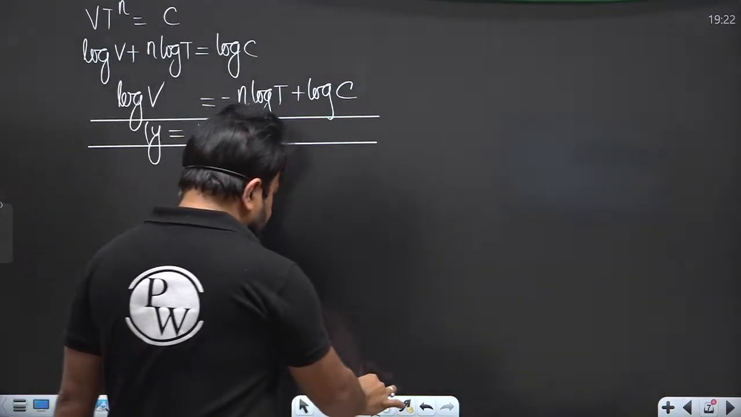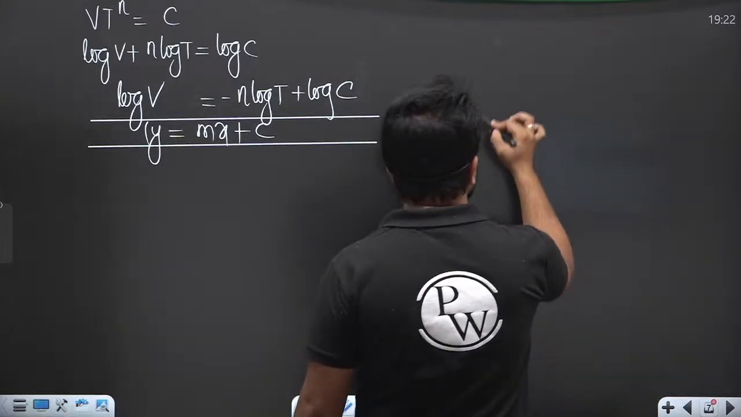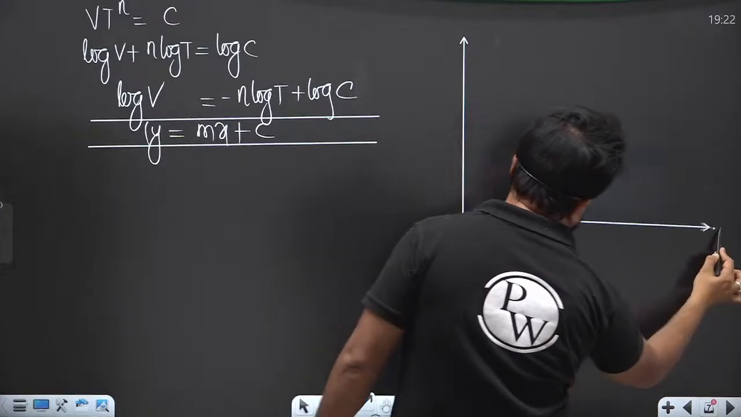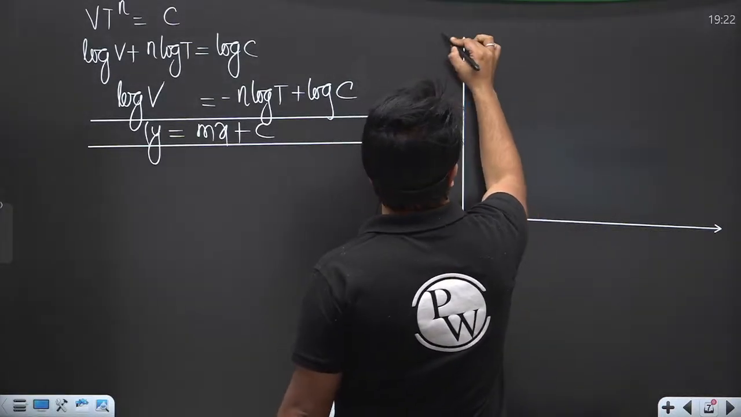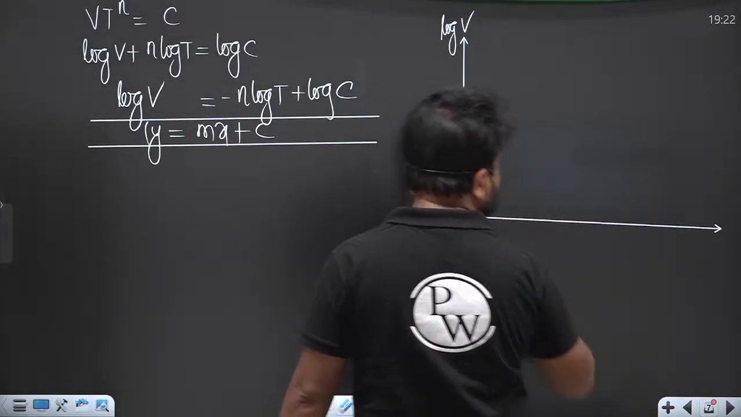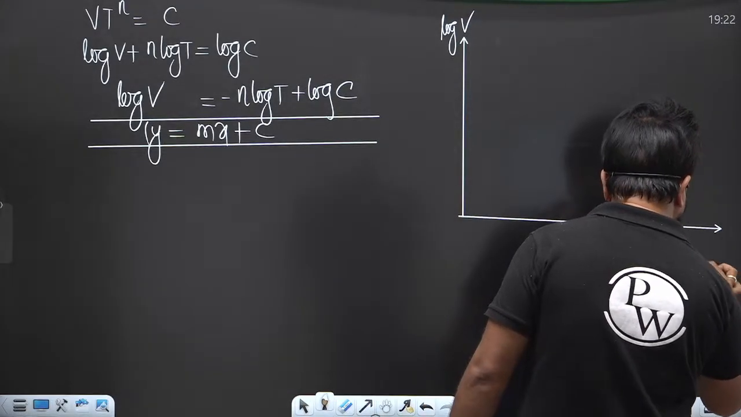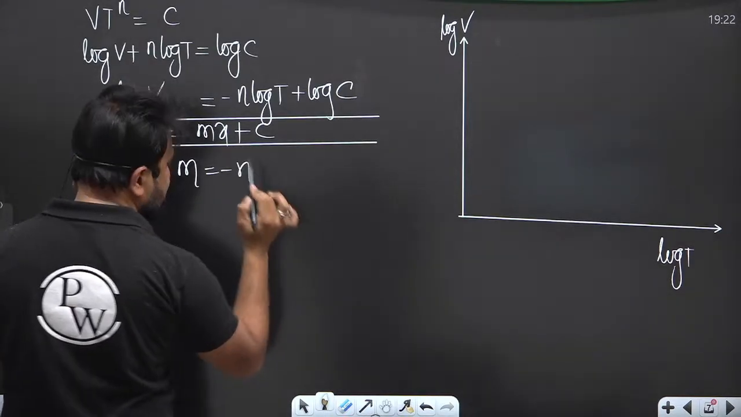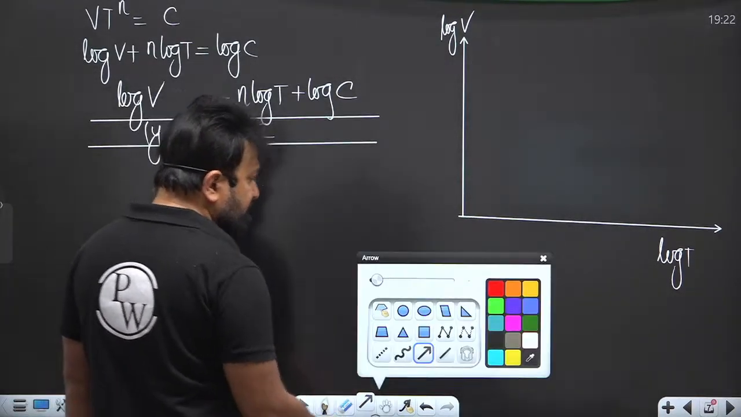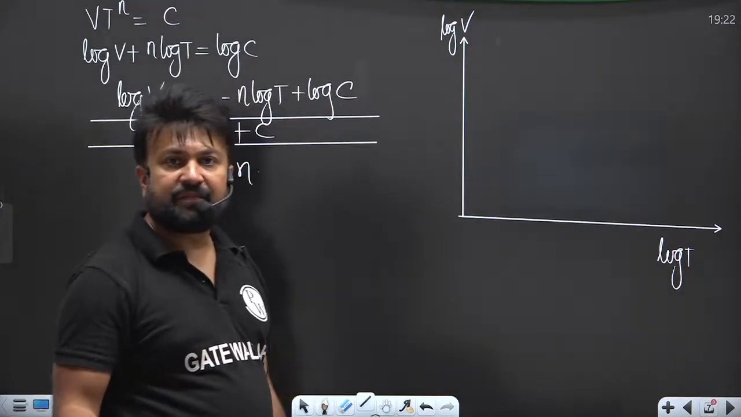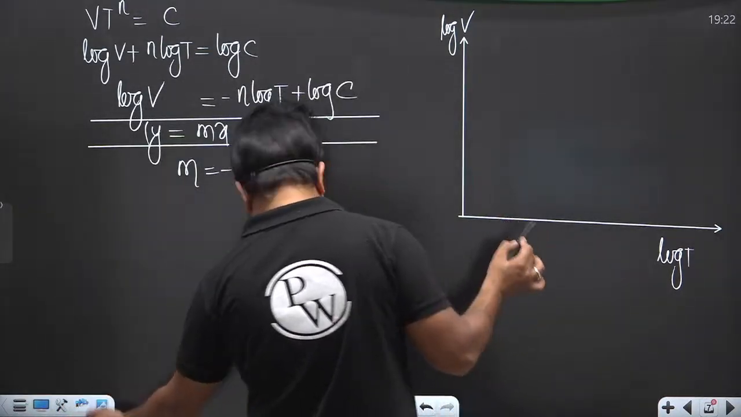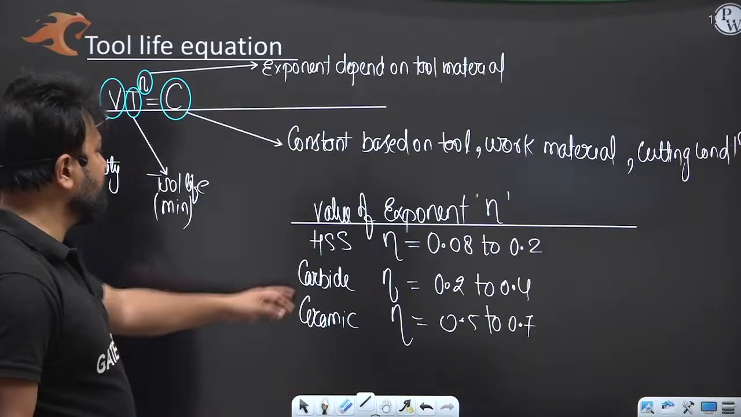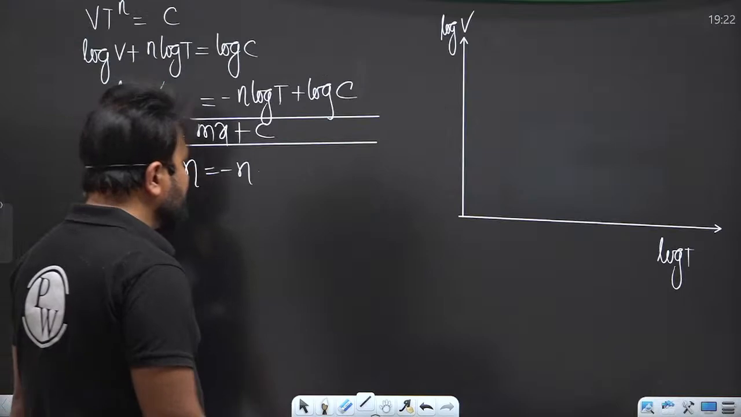You can write that y equal to mx plus c, my dear. So overall, if you draw the curve between log V versus log T, the slope is what? Here the slope is negative, and it will always be negative. For HSS, the value of n is very small, so the slope is small.